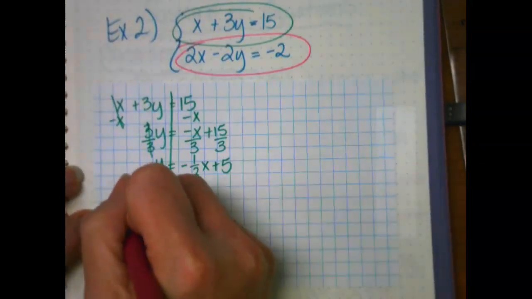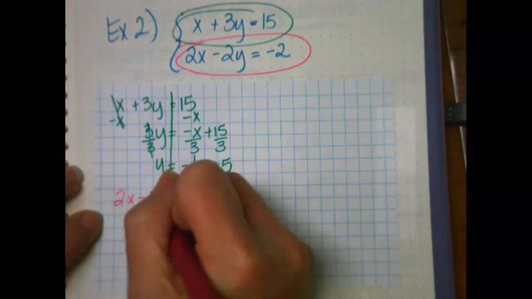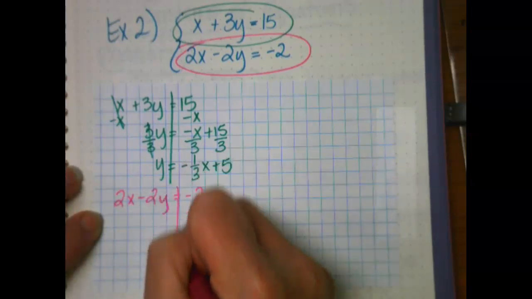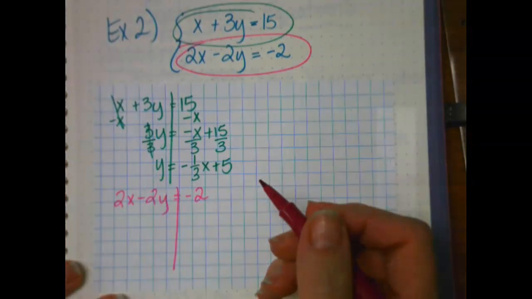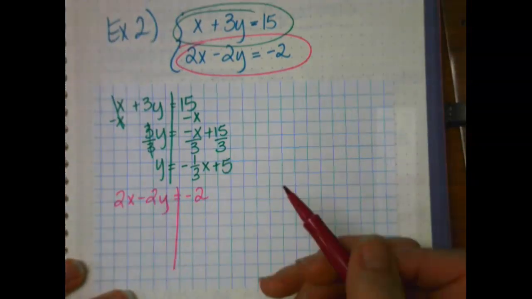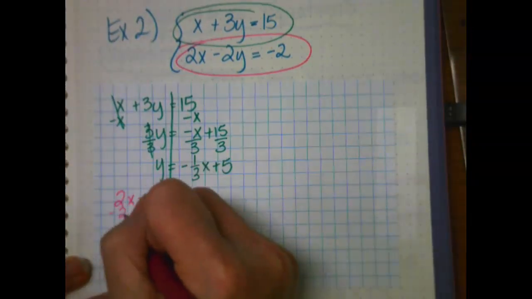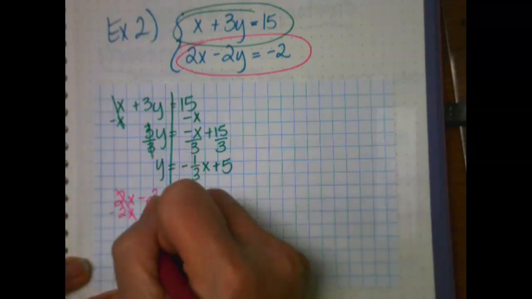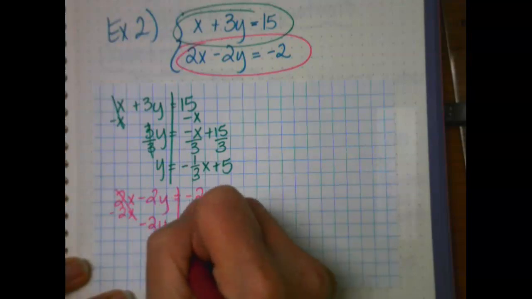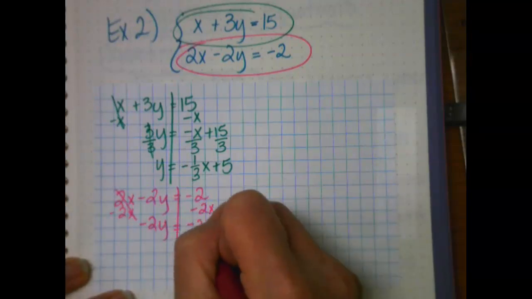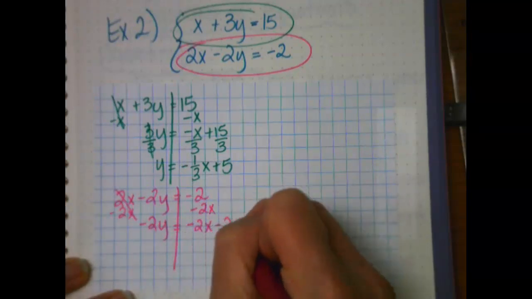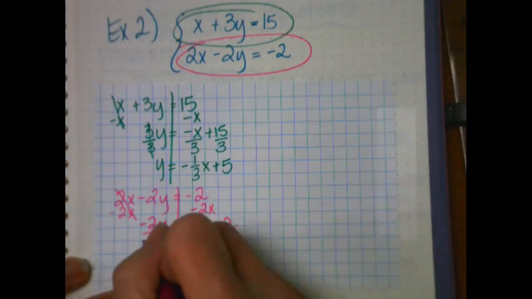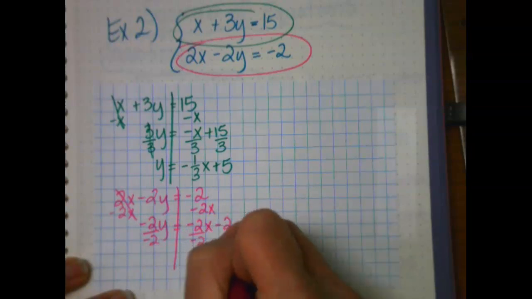And we started with 2x minus 2y equals negative 2. I want it to say y equals, so I need this 2x to go away. So minus 2x, minus 2x. All right, I'm left with negative 2y equals, well, put them in the right order, negative 2x minus 2.